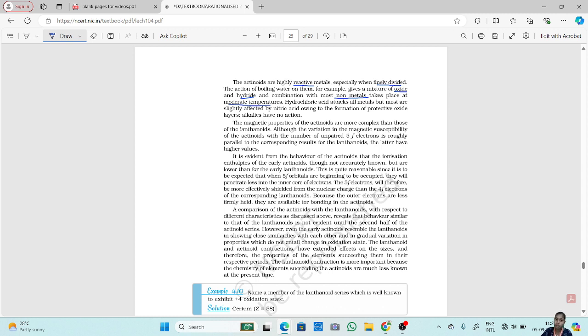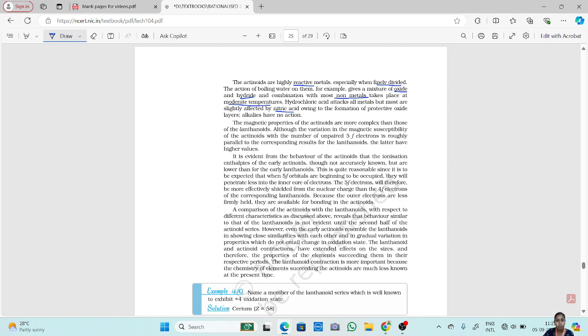What takes place at a moderate temperature? The formation of their compounds with non-metals, and the formation of hydrides and oxides. Now they react with hydrochloric acid. They also react with hydrochloric acid, but they show a very slight effect with nitric acid. So when we react these actinoids with nitric acid, they show a very slight effect, whereas with hydrochloric acid, they show a greater amount of change.